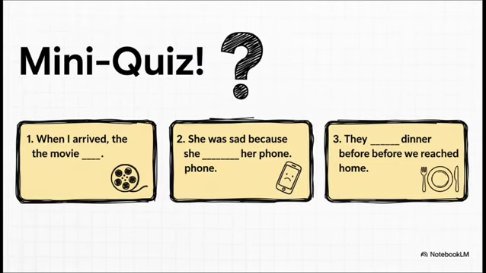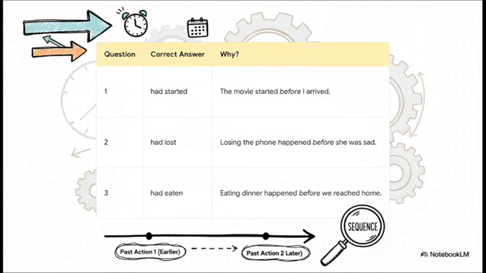All right, here we go. 3 sentences. Take a moment, feel free to pause, and for each one, just ask yourself, which action happened first? Which one is the past before the past? And here are the answers. Number 1 is had started, because, of course, the movie began before I arrived. For number 2, it's had lost. Losing the phone was the earlier action that caused her to be sad. And for number 3, it's had eaten, because they finished dinner before we walked in the door.